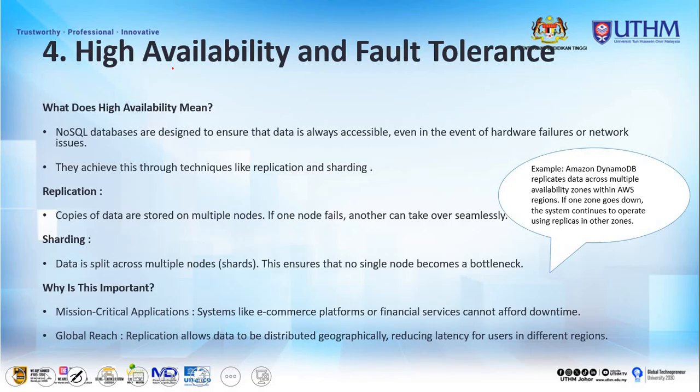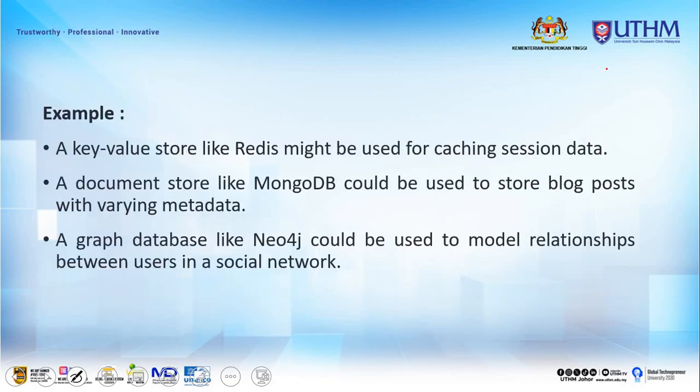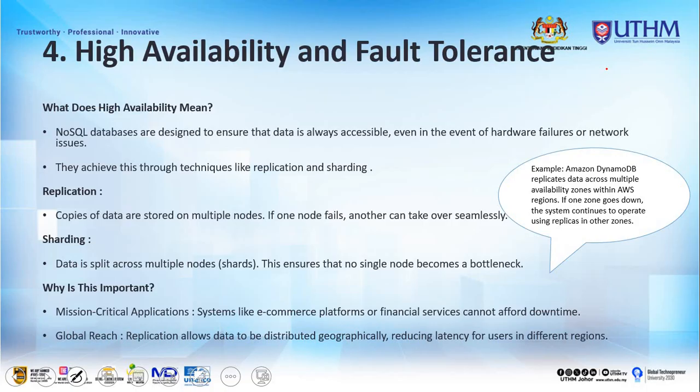Fault tolerance means you try to reduce as many errors as possible. So what does high availability mean? NoSQL databases are designed to ensure that the data is always accessible, even in the event of hardware failures. If there is a failure, as I told you before, okay, you can see here, if hardware A fails, they can still access B. If B fails, there will be multiple other places where they can find the data. So this is what I call fault tolerance, where you can get the available data.